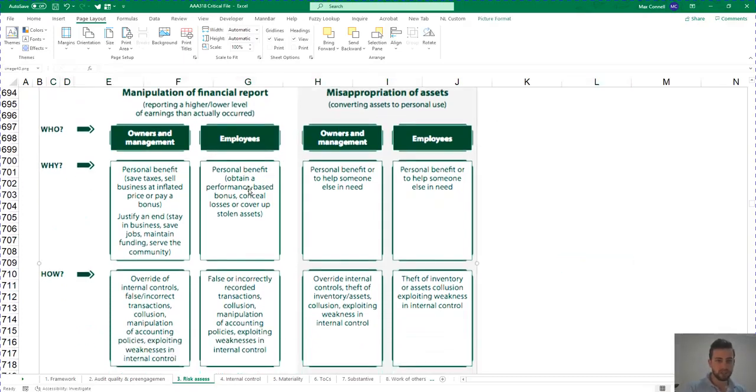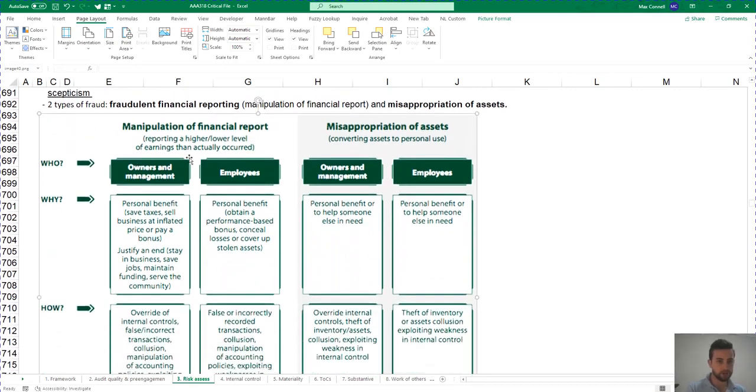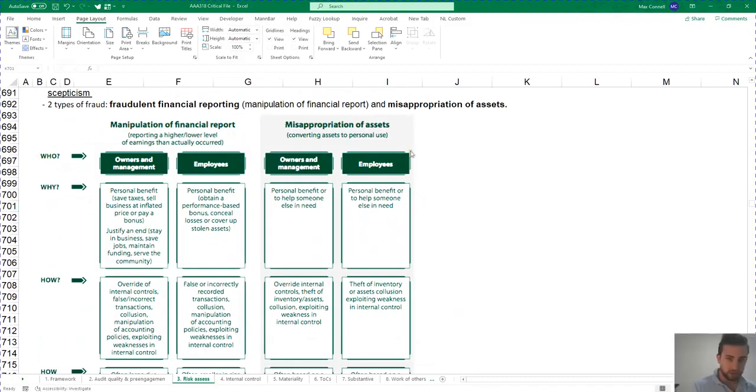So we've got this table from the textbook over here under each category. So who might be doing it, owners and management versus employees. And then why. For owners and management might be personal benefit.